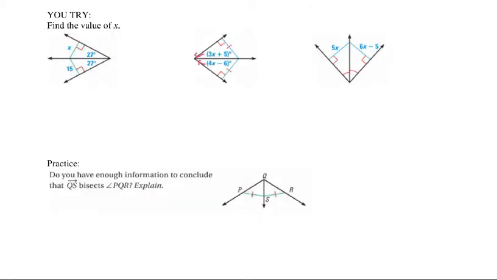Alright, I would like you to try all three of these questions. So we're going to number them as 1, 2, and 3. Go ahead, push pause, work out all three of them, and then when you're ready to check your answer, push play. We can check your answers together.